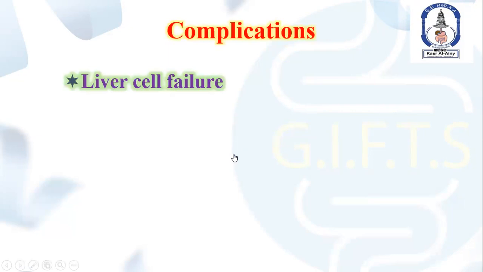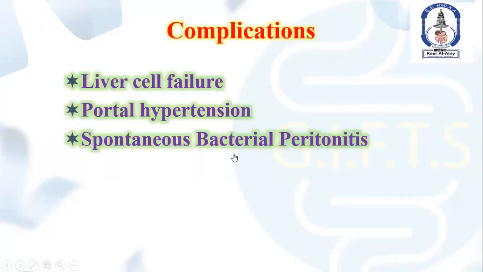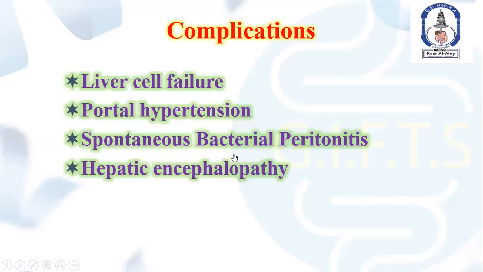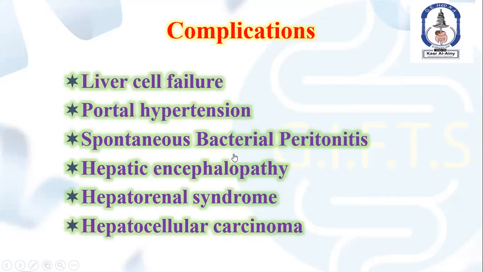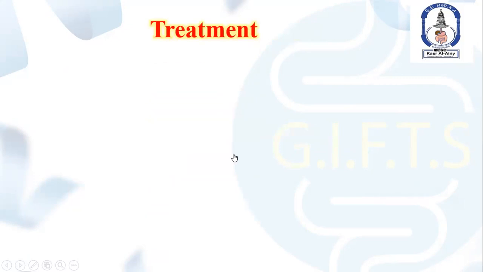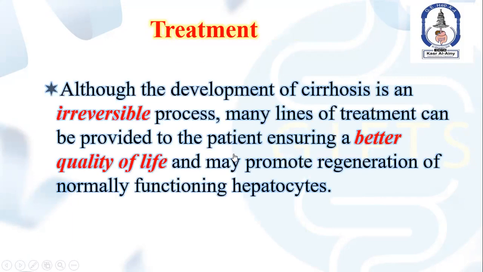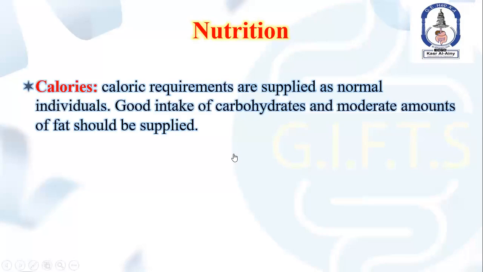What are the complications? Of course, liver cell failure, portal hypertension, spontaneous bacterial peritonitis, hepatic encephalopathy, hepatorenal syndrome, and the very unfortunate hepatocellular carcinoma. What is the treatment of liver cirrhosis? Although the development of cirrhosis is an irreversible process, many lines of treatment can be provided for the patient to ensure a better quality of life and promote the regeneration of normally functioning hepatocytes, like, for example, the nutrition.